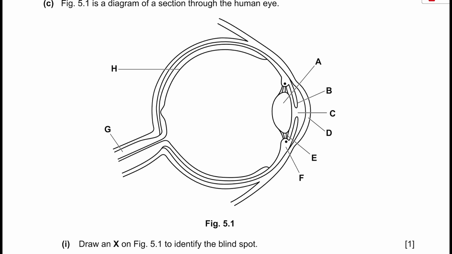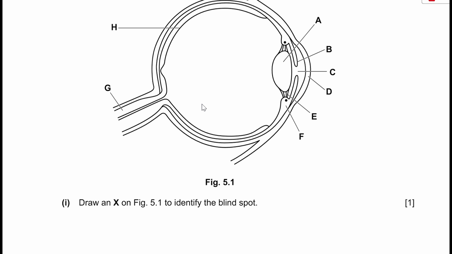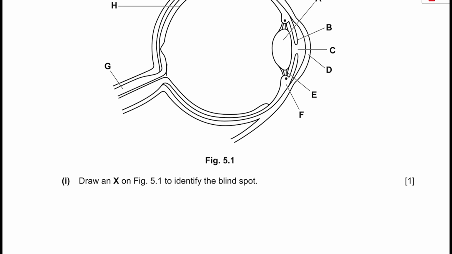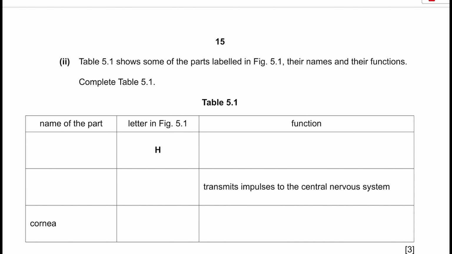C says figure 5.1 is a diagram of a section through the human eye, as we can see over here. Draw an X to identify a blind spot. Now, the blind spot is a part which does not have receptors, the cells that respond to light. So it means it doesn't have cones and it doesn't have rods at all. And this part is definitely somewhere over here. Alright, the blind spot.